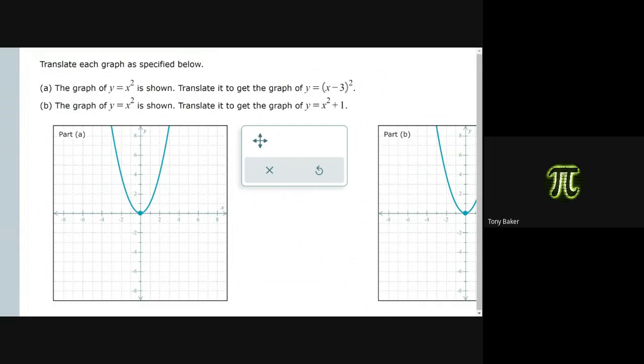So this first one is x minus 3. Which direction do you think we should go? You would think, oh, negative, I'm going to go to the left. No, you go right. It's opposite of that. So in this case, I'm going to move this one 3 places to the right.